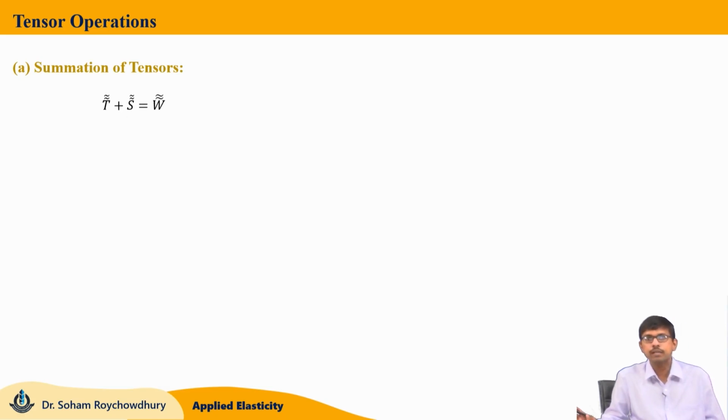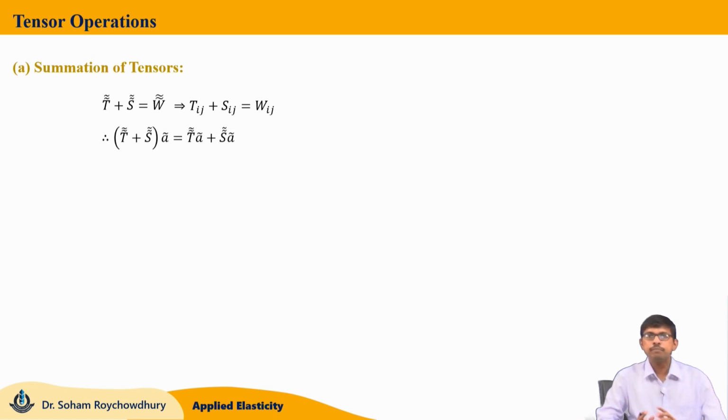Now, coming to different tensor operations. The first one is the summation of two tensors. Any two tensors having the same order can be summed up, and that would result in another tensor of the same order. So, T and S being two second order tensors, their summation would result in another second order tensor W. So, T plus S equals W, and in index notation it can be written as T_ij plus S_ij equals W_ij.